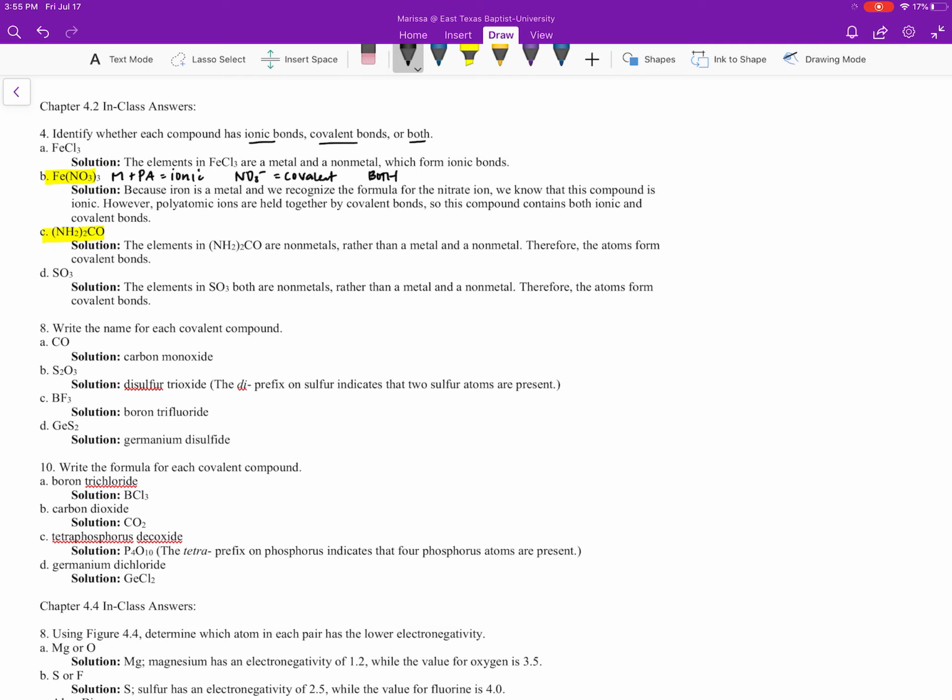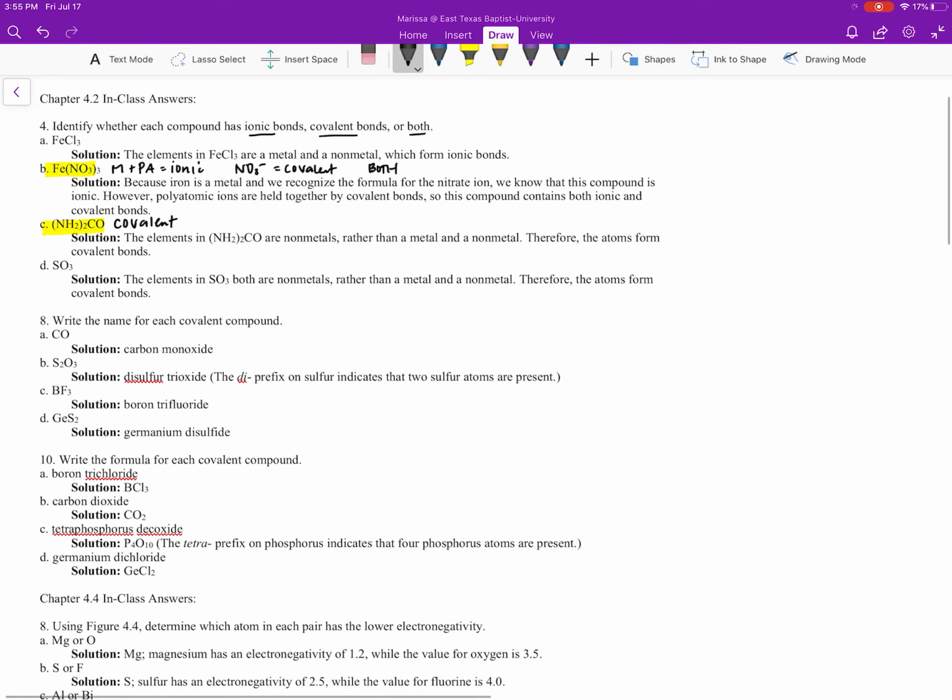In the next question, it's NH2, 2CO. So this is going to be nitrogen, hydrogen, carbon, and oxygen, which are all nonmetals. So this is going to be made up of covalent bonds.